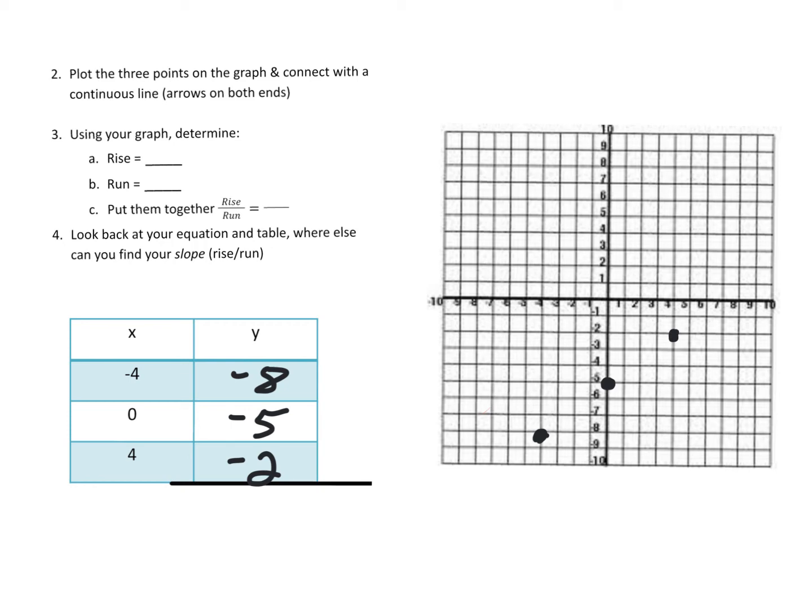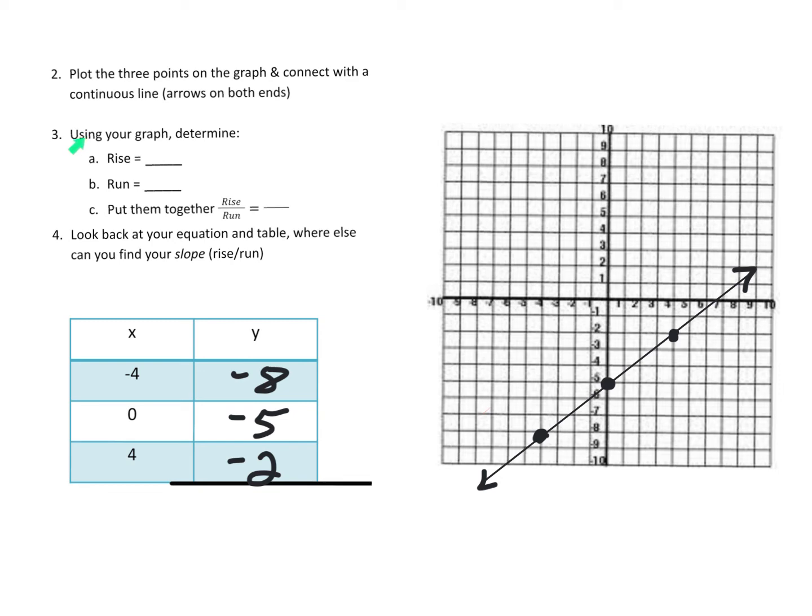And then we're going to connect these points with a continuous line. That means arrows on both ends. So that'll look something like this. All right, and then we could go ahead and draw some arrows on the end just to express that it continues to go through those points. All right.